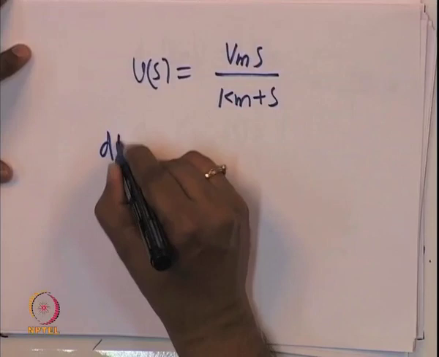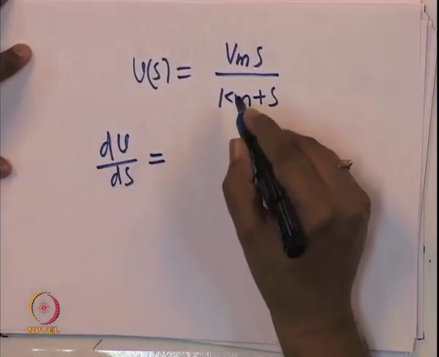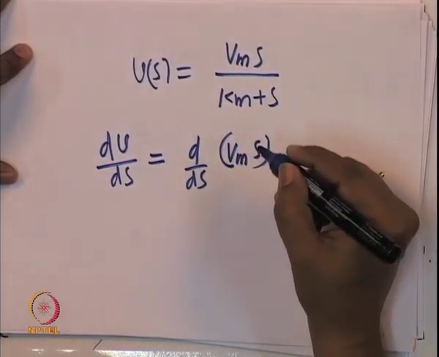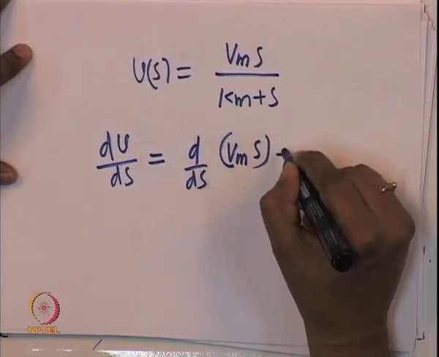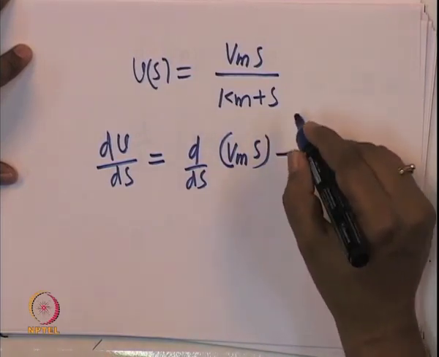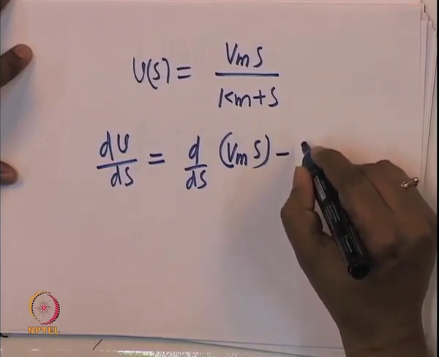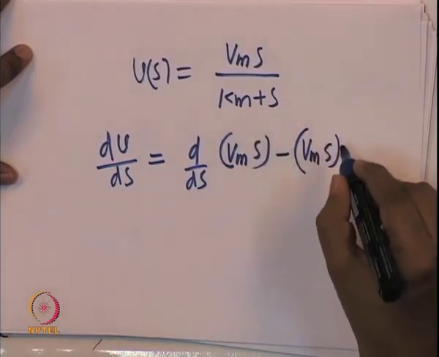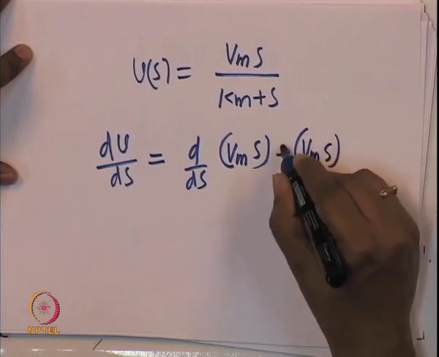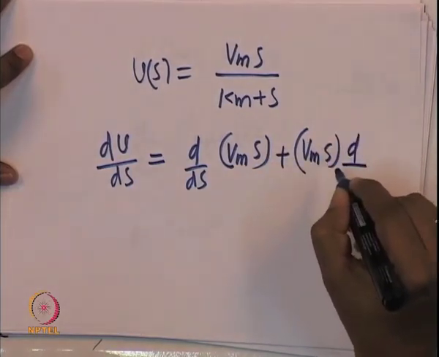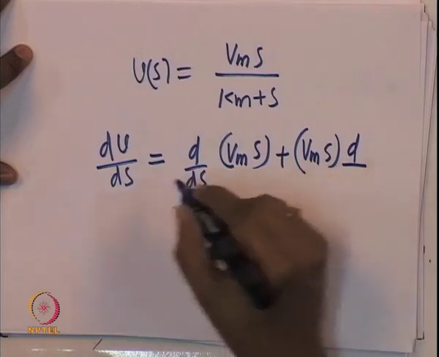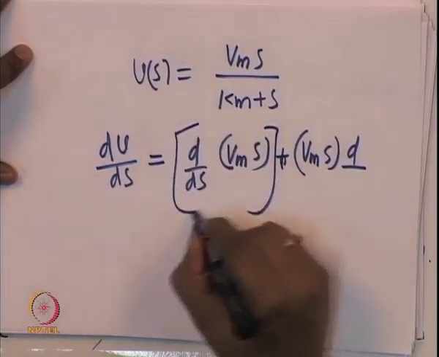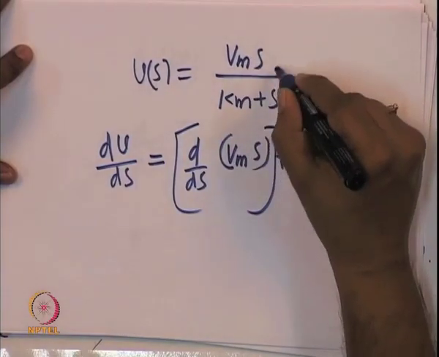So, let us find the derivative, which is dV by dS, which is basically d by dS of the numerator, which is VmS, plus, so minus, and you have VmS into derivative of... so actually you have plus VmS into derivative of... so let us apply the u by v rule. This is like u and v, this is like the u by v rule.